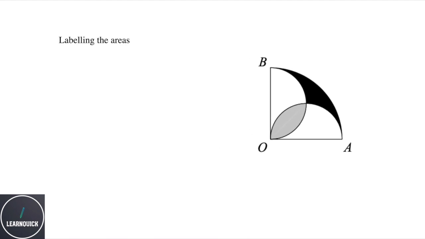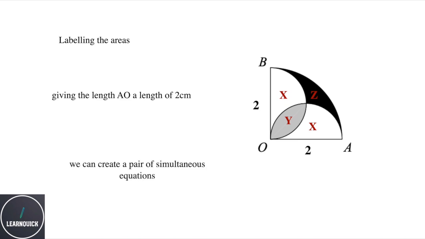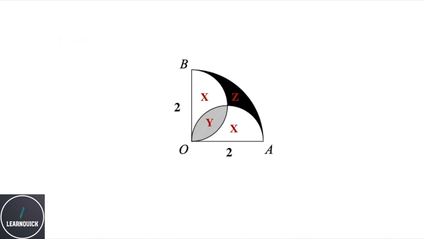Right, so we can label the areas. We can label the white ones as X, the grey as Y, and the black one as Z. Now we can work with it better. And we can also give the length AO 2 centimeters. Now we can create a pair of simultaneous equations using our equations for a quarter circle and semicircles.